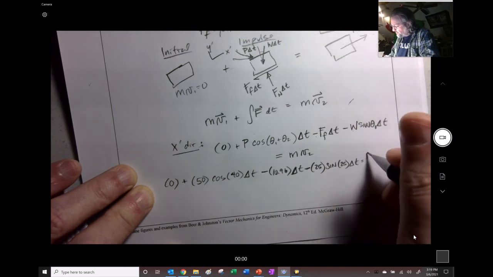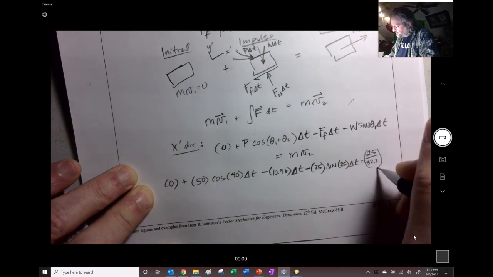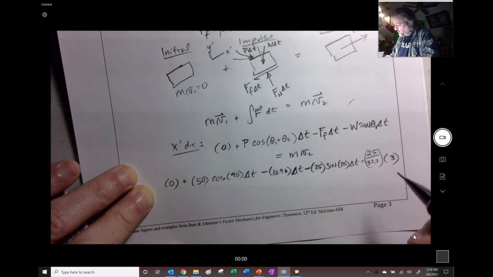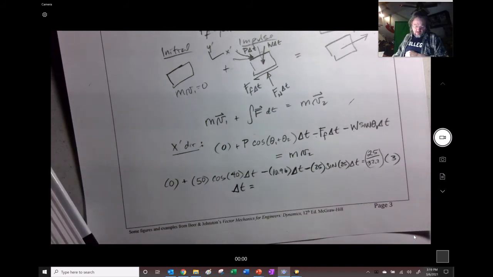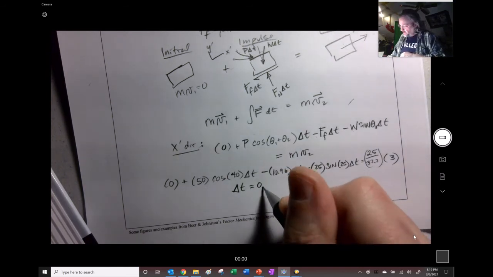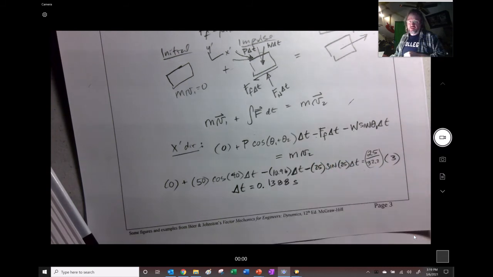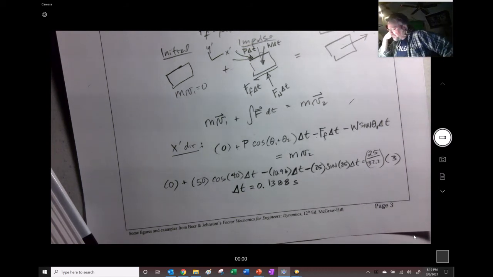Now the mass of the thing is going to be 25 divided by 32.2, and the velocity we want at the end is 3 feet per second. So we will go through this, and we can find out how long this force has been applied to it. And it's 0.1388 seconds. So not for very long.